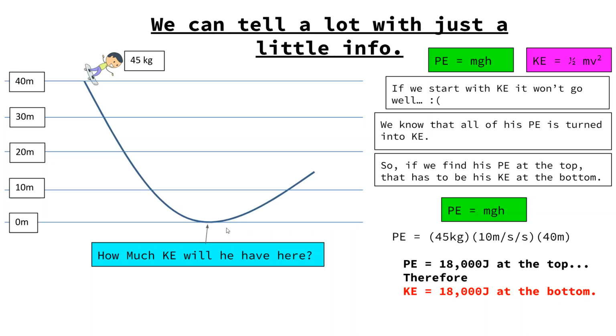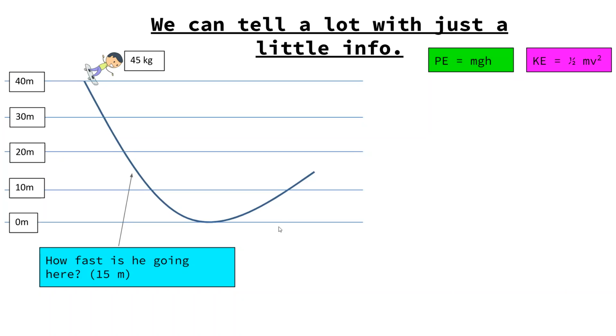Okay, so we've now solved the easy one of the three. Let's go to the middle one. Now we want to figure out how fast he is going at some spot on the ramp. I chose 15 meters, but again, you could choose any spot. You can do this for any spot on the ramp.